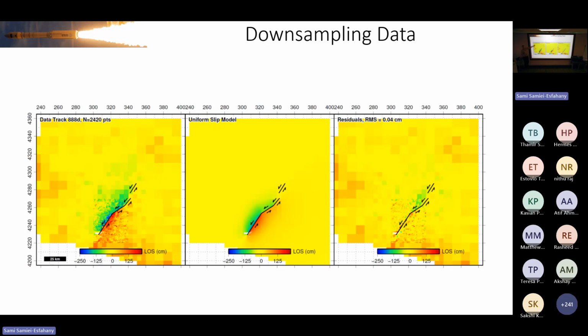So you usually have to downsample your data. If you're going to do any modeling, you usually want to simplify your data. So often we would work with thousands of data points to model it. This is an example of the strike slip earthquake in Tajikistan, and you can see the blockiness.